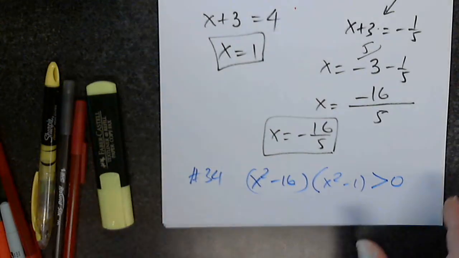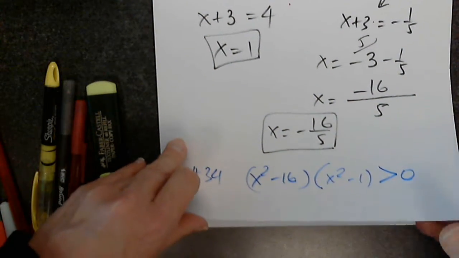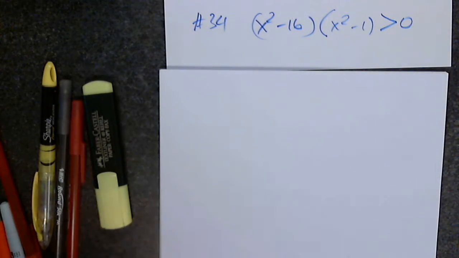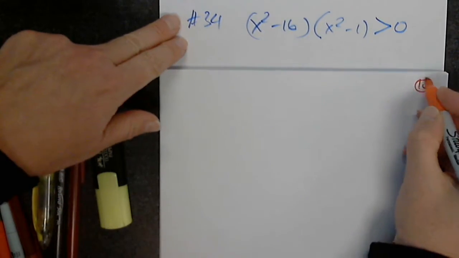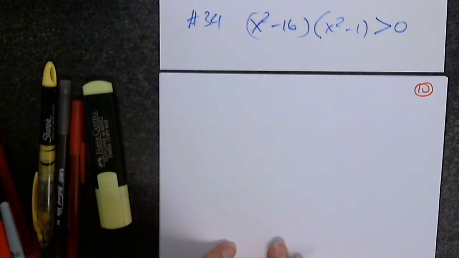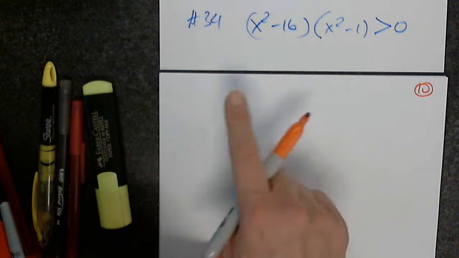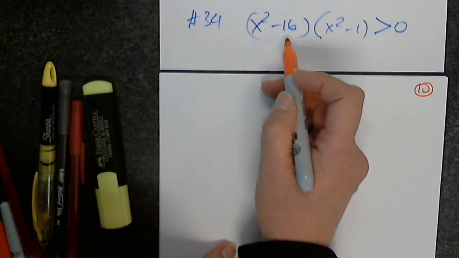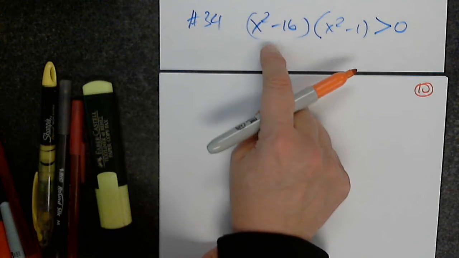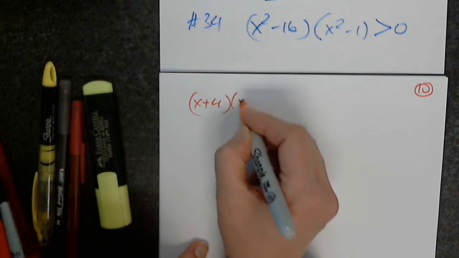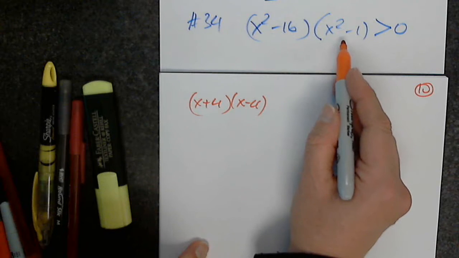Okay, can anyone get us started on this one? Yes. What do I have to do first before I even think about the chart? Factor it out. Good. What is this? x plus 4 and x minus 4? What is this? x plus 4 and x minus 4.